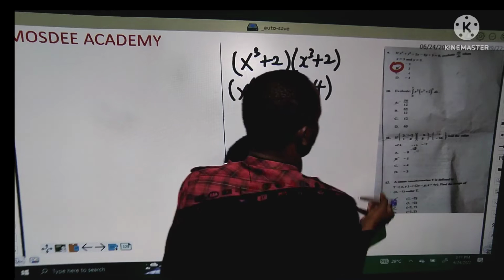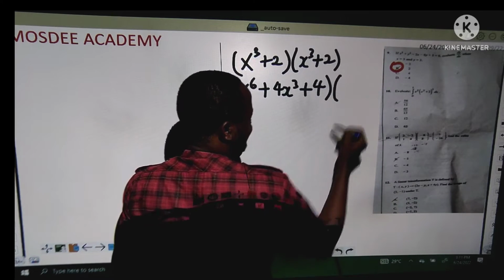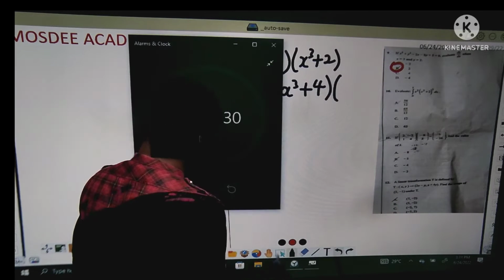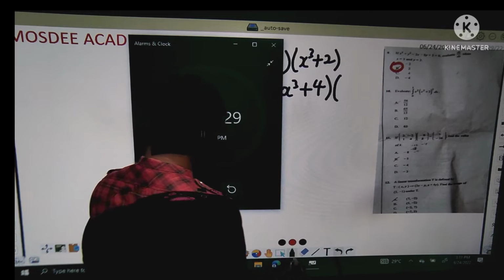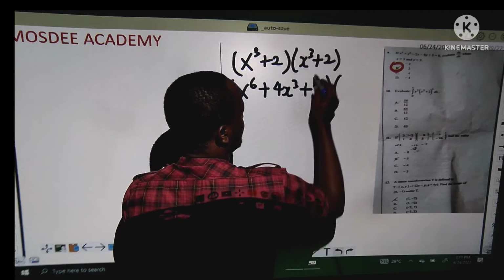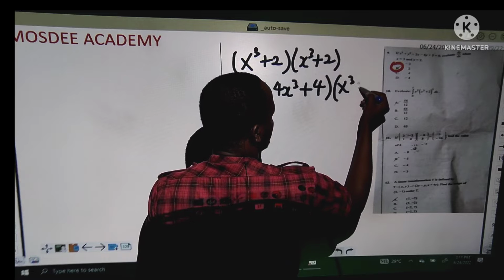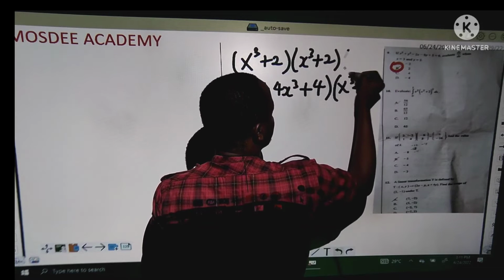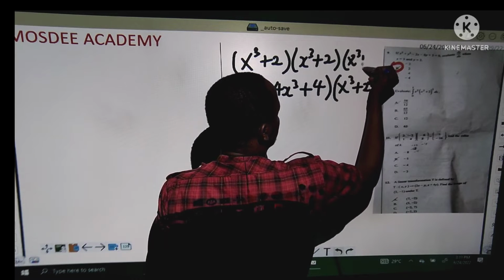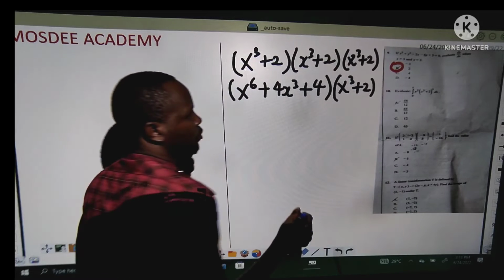If I do directly, you may say you don't understand. That is why I'm taking this approach. I didn't time myself, so this one I may not be able to work with the time, because I want to explain. Now here you have multiplied by another x cubed plus 2. I'm multiplying this thing 3 times, so let's do it in a linear form so that it will be easier.